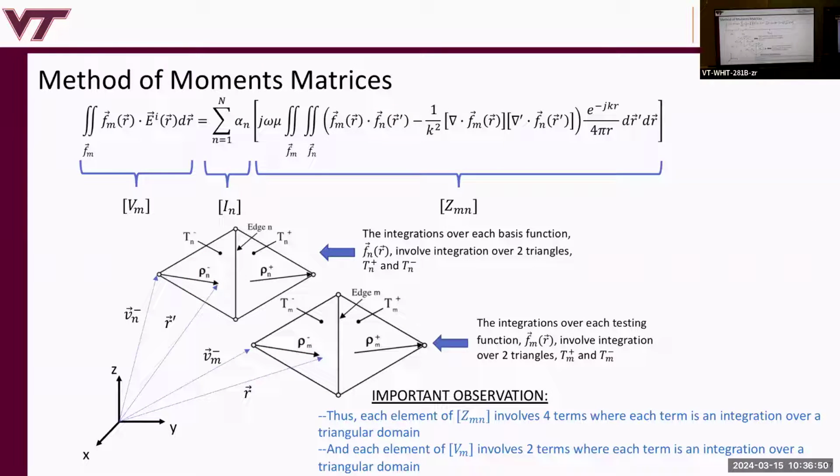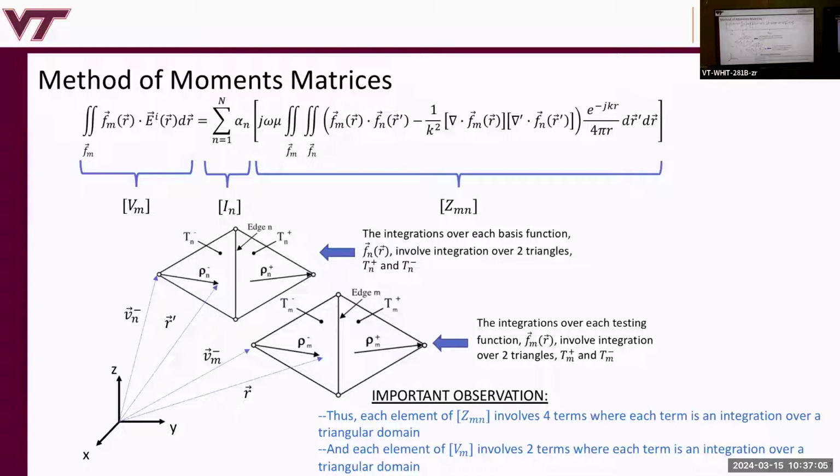So if we had to integrate, for example, for the impedance matrix, you have to integrate over both of these two triangles. So there's 4 triangles total. For the voltage vector, we have to integrate over 2 triangles, right? So how do we do that? We'll show how to do that.